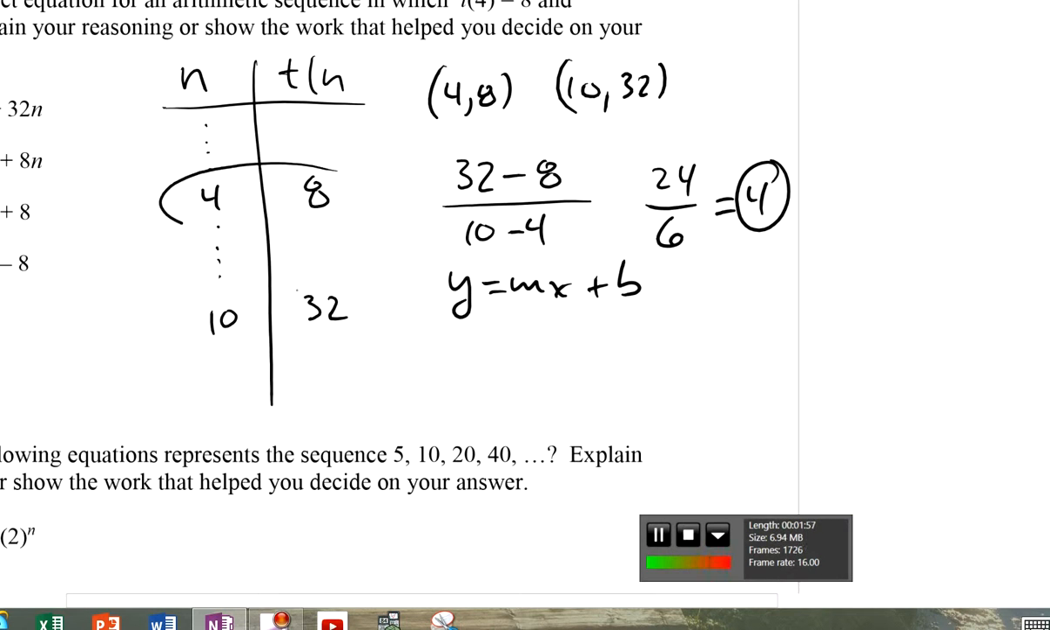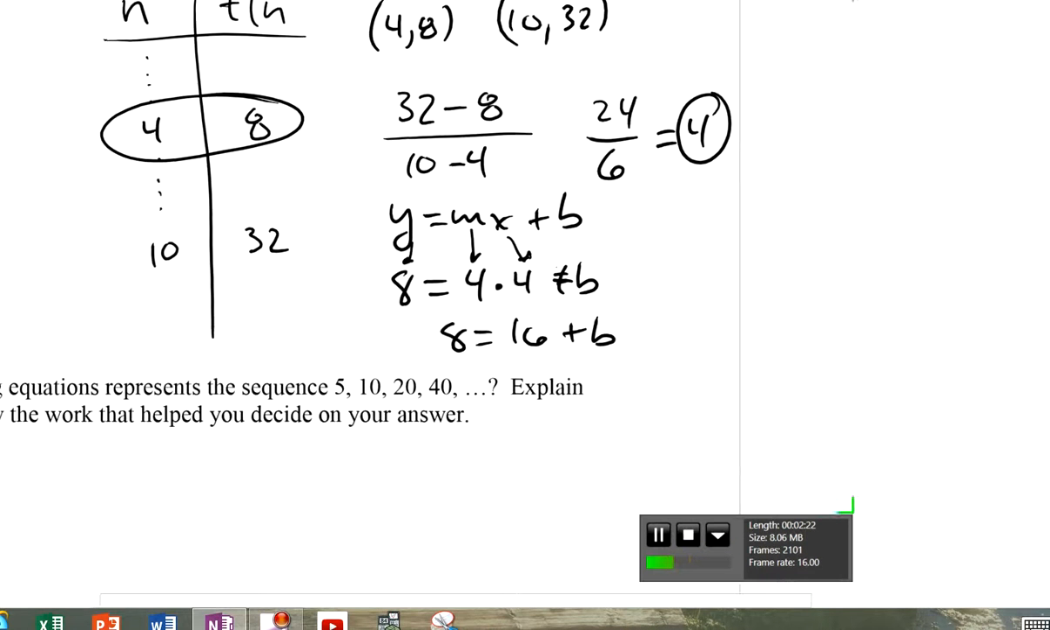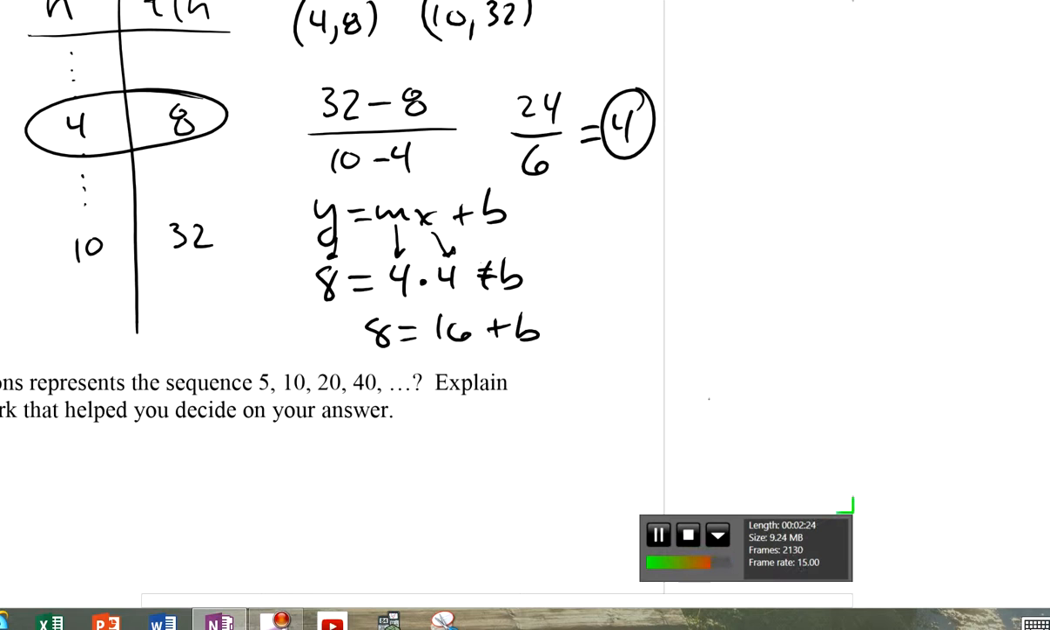For any one of these points, it doesn't matter which one, I'll pick this one. I have a y value of 8. We just found out the slope was 4. And x is 4. So here's my x, here's the slope, and here's this y value, and that equals b. So that means 8 equals 16 plus b. So if I subtract 16 from both sides, what's b? B is negative 8.